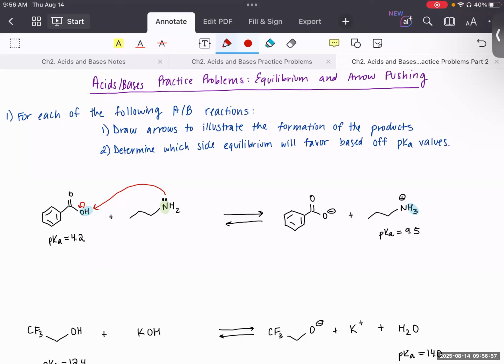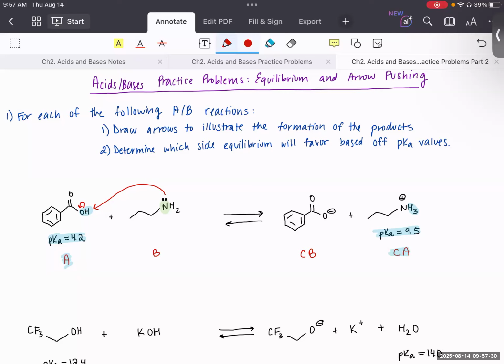And so now we want to determine which side equilibrium will favor. For this, we want to compare our two acids on both sides. On the reactant side, we have our starting acid right here, which means that the nitrogen-containing compound is our base. And then we can label our conjugate base and conjugate acid. And so what we want to compare are the pKa value that corresponds to the acid and the pKa value that corresponds to the conjugate acid.